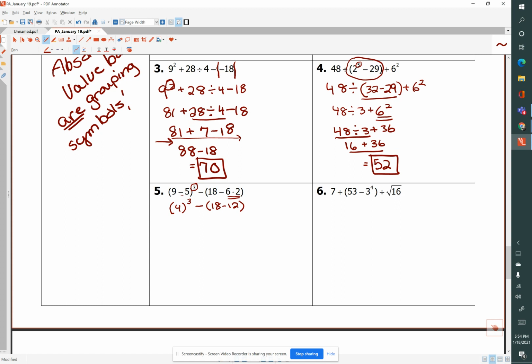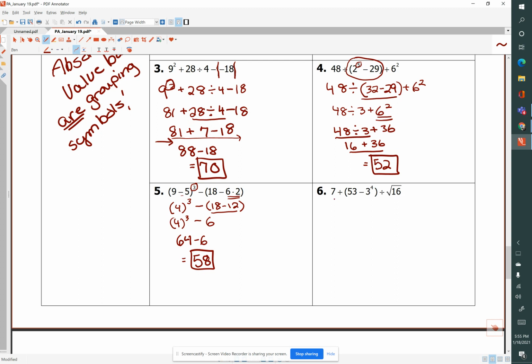Now let's work within the parenthesis on the right. So we'll have 4 to the 3rd power minus 18 minus 12, which is 6. And then 4 to the 3rd power is 4 times 4 times 4. It is not 4 times 3. It's 4 times 4 times 4, repeated multiplication. And that is 64 minus 6. And 64 minus 6 equals 58.